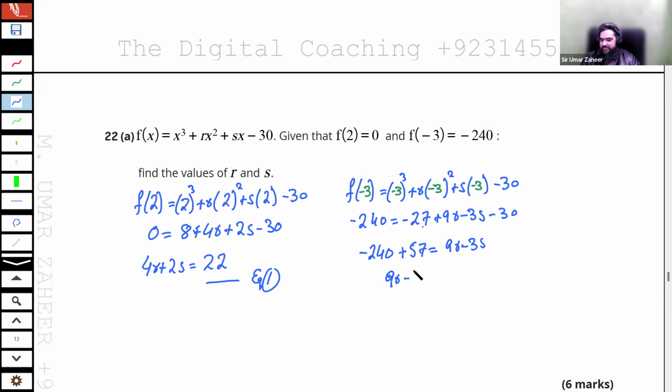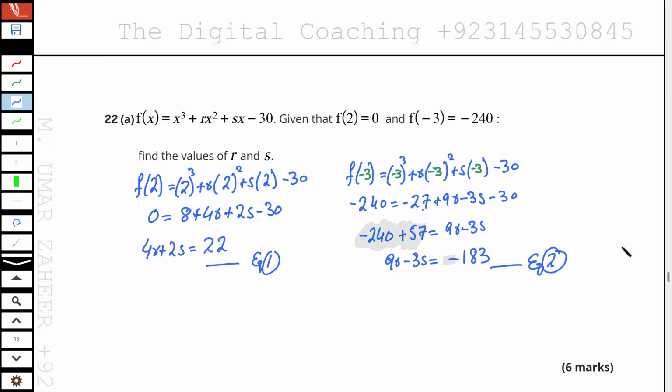Yes, please subtract them. Minus 240 plus 57. So simplify this value. Minus 240 plus 57. That will be equal to minus 183. Minus 183. Yes, anyone having a question till here? No, sir.